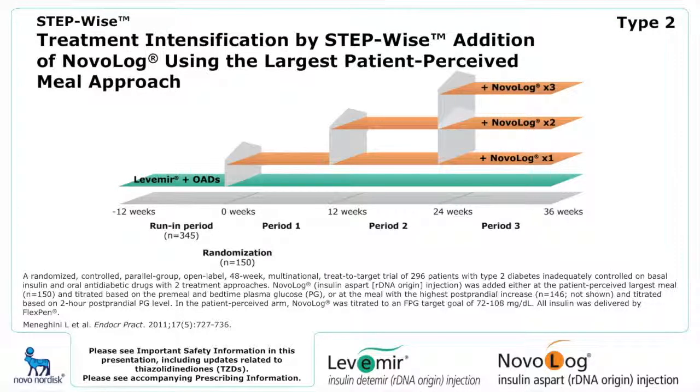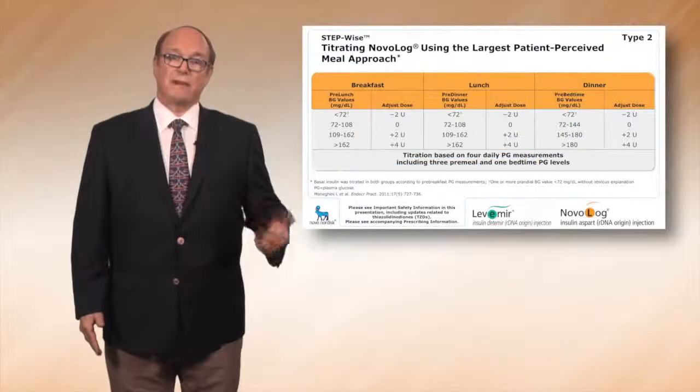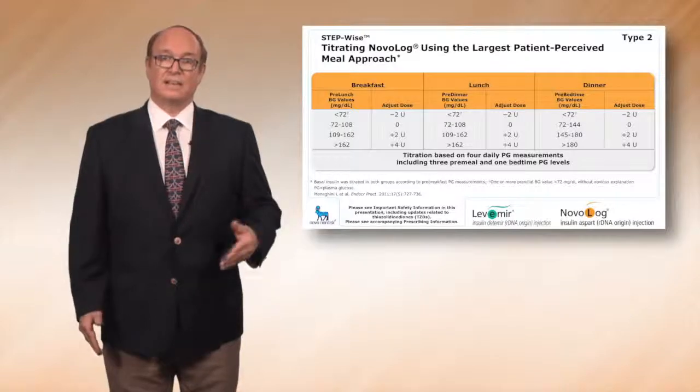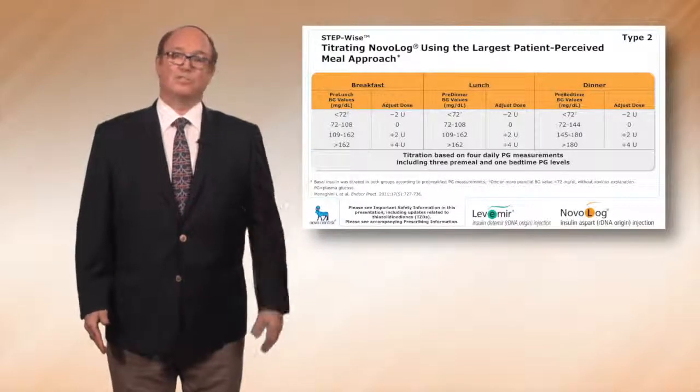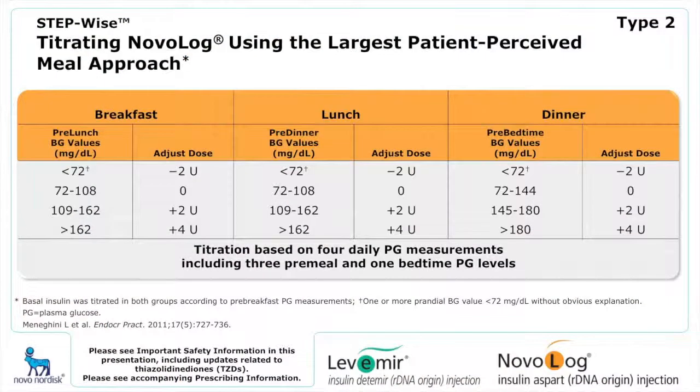Similarly, at 24 weeks, if A1C was still greater than or equal to 7%, a third injection of Novolog, 4 units, was added before the third largest meal. Throughout the 36-week trial, the Novolog dosage was adjusted on the basis of pre-meal and bedtime plasma glucose levels. Once daily basal insulin was maintained and titrated following the titration protocol throughout the entire study.